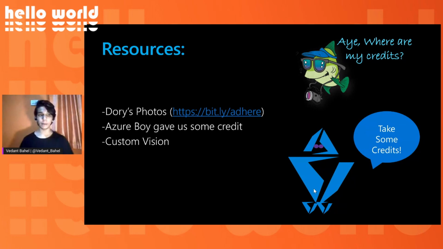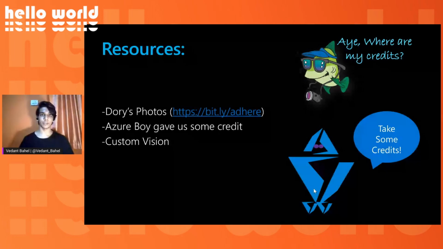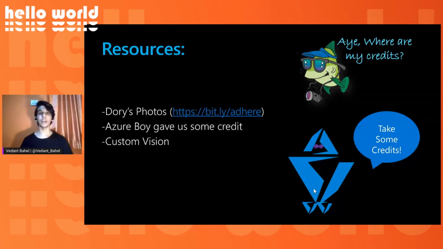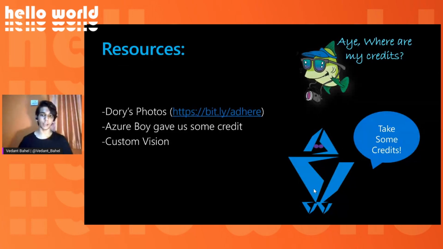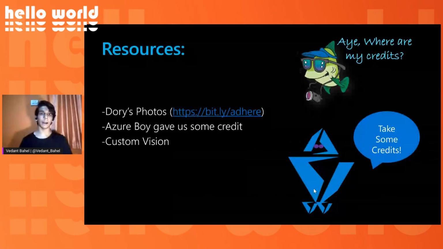But how do we do that? There's a service by Microsoft Cognitive Services called Custom Vision, customvision.ai, which we can use to create this computer vision model. We just need to pass images, and that's how it works. Now, for that, you need Azure credit. So Azure boy over there on the right-hand side, bottom, gave me some Azure Cloud credits, which we can use to go on and create models on customvision.ai.